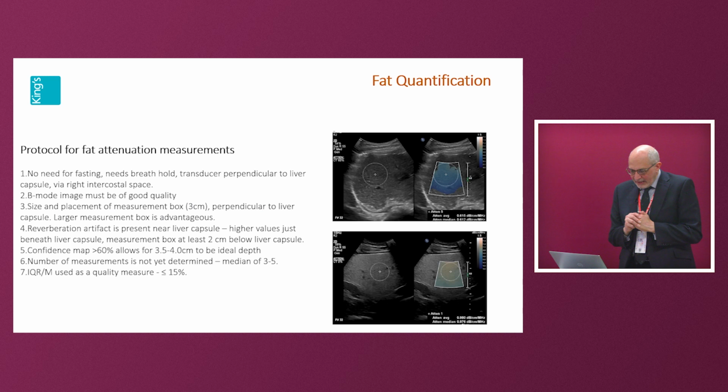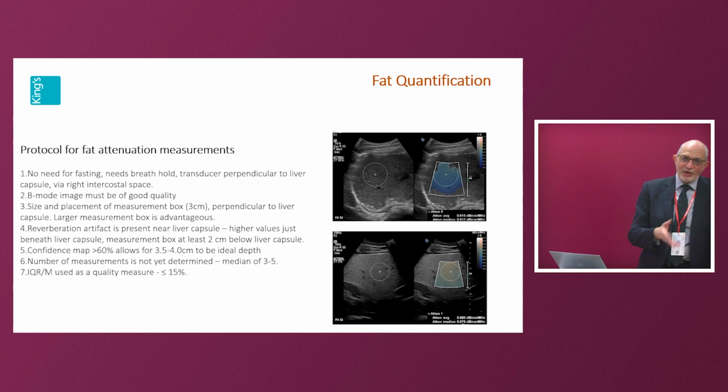You need breath hold. Breath hold means not breathing in or out. You need the transducer perpendicular to the liver via the right intercostal space, so exactly the same as you did before. Try and keep that box parallel to the capsule, though it's just not needed quite as sensitively as for the fibrosis scan. Your B mode image should be good. If you've got a rubbish B mode image, you're going to get a rubbish measurement as well. So you've got to get your B mode accurate as well.